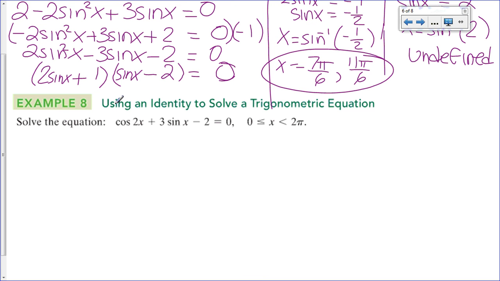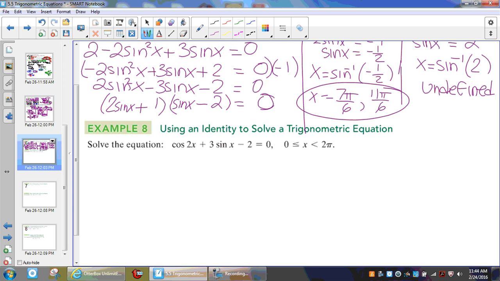All right. Now the next one that we have here, we're going to have to use the formula for a double angle. So while I look for that formula, I'm going to pause the video and pass your exam so you can take a look at it.